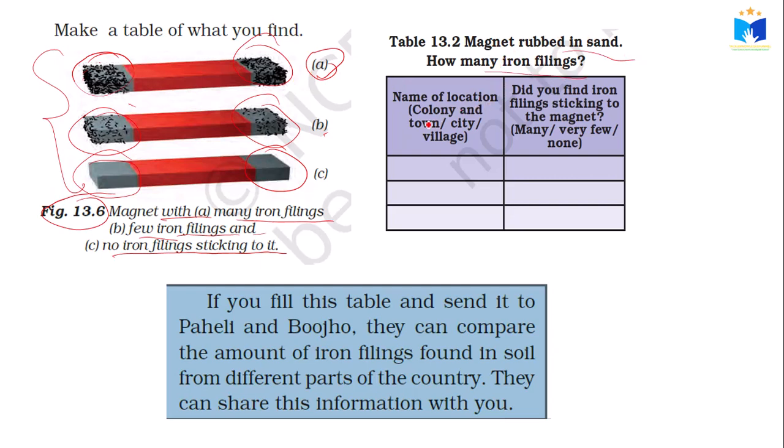So now the name of the location, colony and town or city, village, we have to note down here. Did you find iron filings sticking to the magnet? Many, very few, none. So we can do this activity with the help of a magnet, and we have to fill these columns. If you fill this table and send it to Pehle and Bojo, they can compare the amount of iron filings found in soil from different parts of the country.